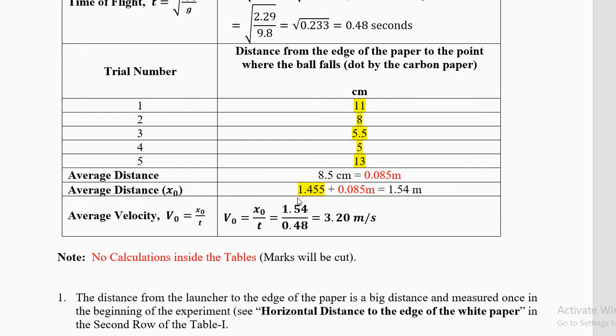Now what's the total distance? Total distance is the big distance plus the average of the small distances. It is 1.54 meters. This is very important.